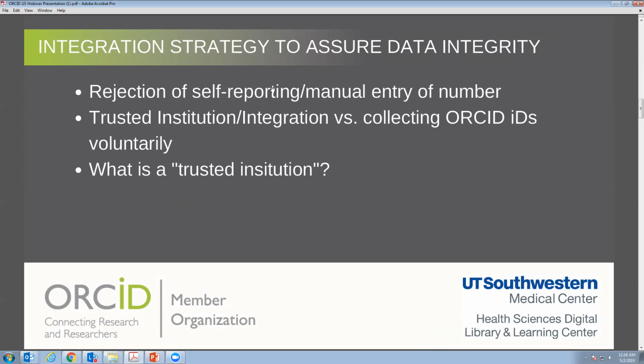So instead of just doing whatever they said, we knew that couldn't happen in a trusted institution capacity, which we needed. The integration strategy is also what would be most valuable in dealing with these future goals of being able to find people's information 5, 10, 15 years out.